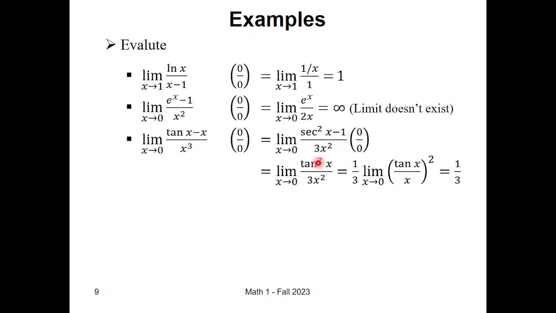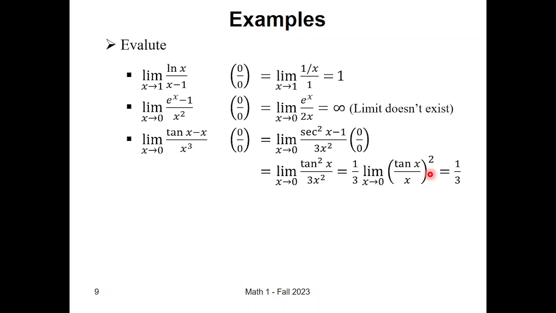Sec squared minus 1 equals tan squared. So this is tan squared over x squared. Actually, this problem can be solved by applying L'Hopital's rule again, because it is 0 over 0. Or it can simply be solved by considering this to be tan x over x, all to the power 2. And then take the limit inside the power function. The limit of tan x over x is 1. So it is 1 power 2, which is 1, multiplied by 1/3. So the result is 1/3.